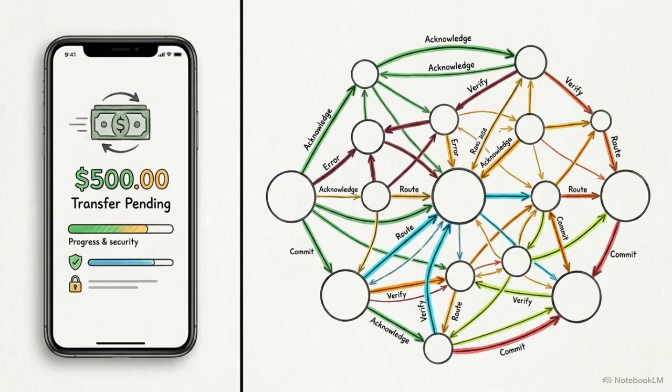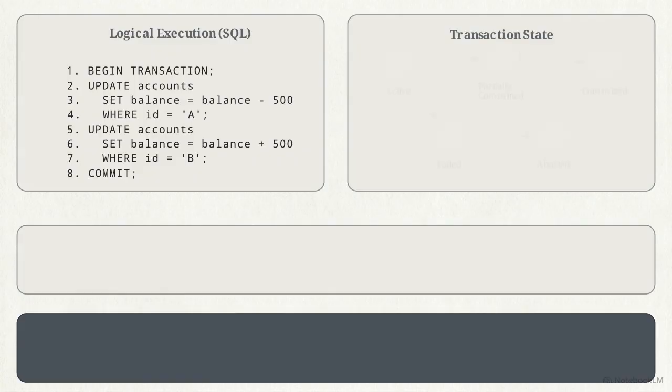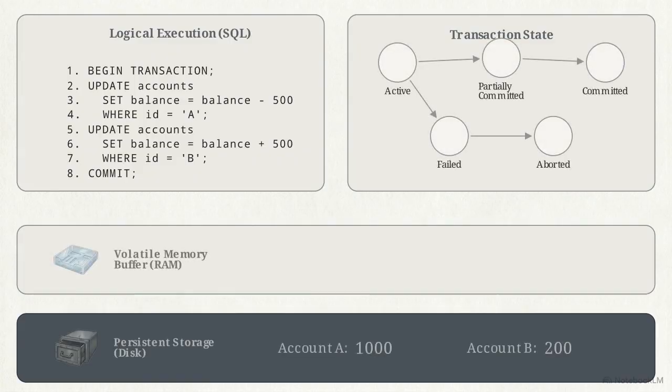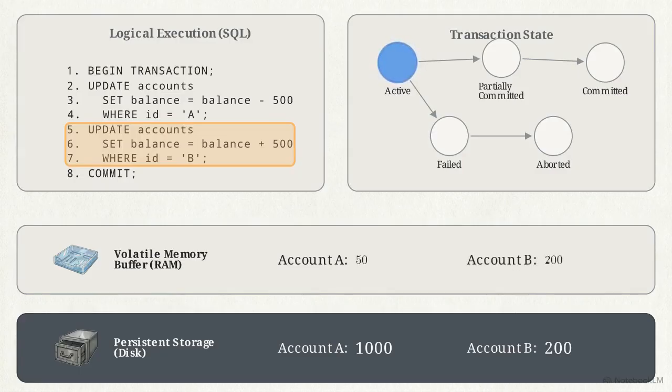Let's map our $500 bank transfer precisely onto this state machine. On the top left, we have the executing SQL script. On the top right, the state machine. And on the bottom, the physical hardware separating the volatile memory buffer from the persistent disk. As the transaction initializes, we enter the active state. The engine reads account A and calculates the deduction. The new balance is updated in the volatile memory buffer.